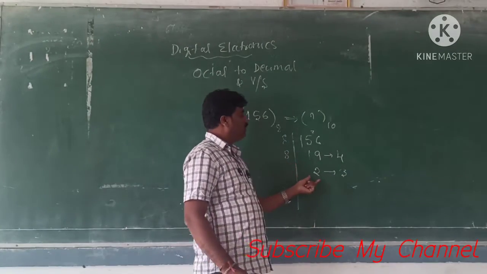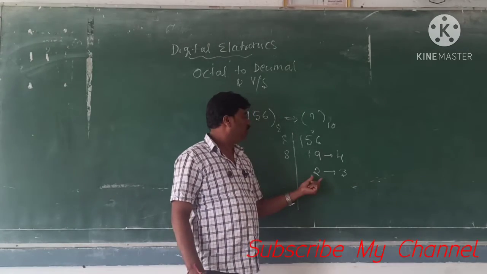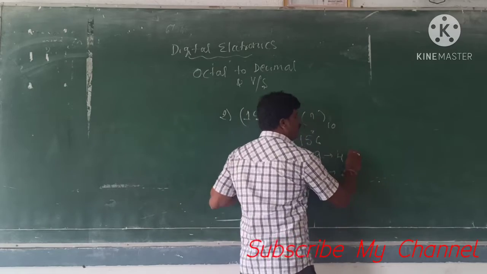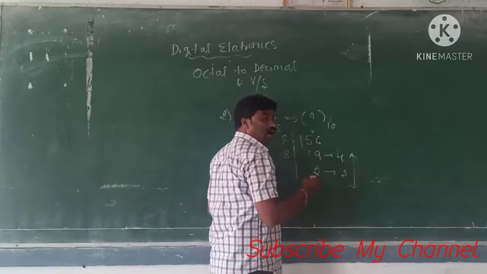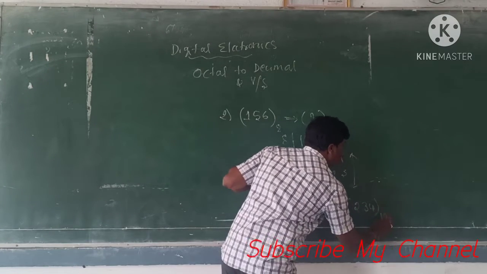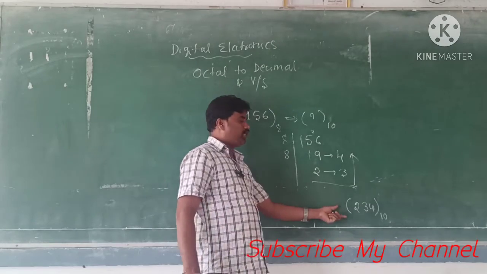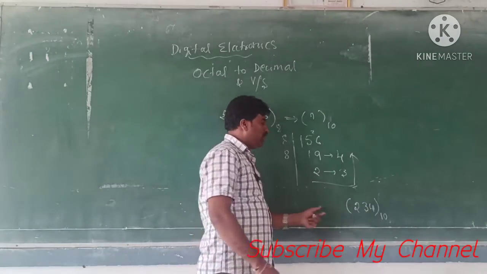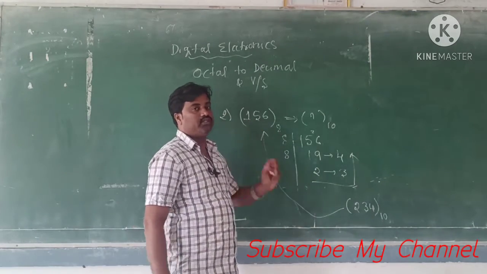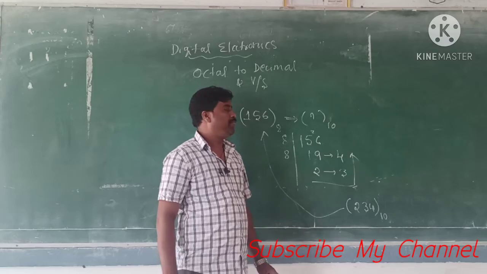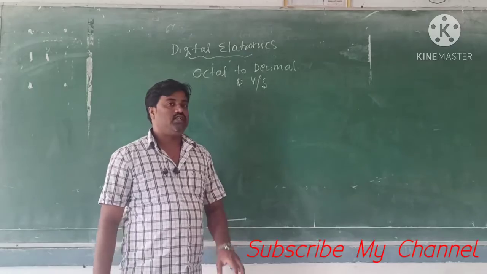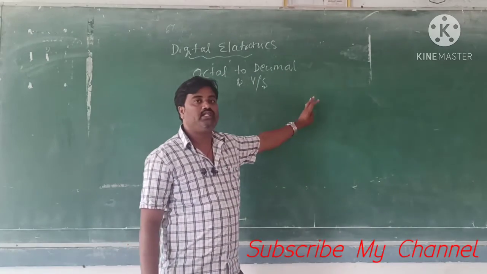We can't further divide 2 by 8. So we have to collect the remainders from bottom to top. The answer will be 234 base 10. This 234 is the decimal value of this 156 octal number. We have seen how to convert octal to decimal.